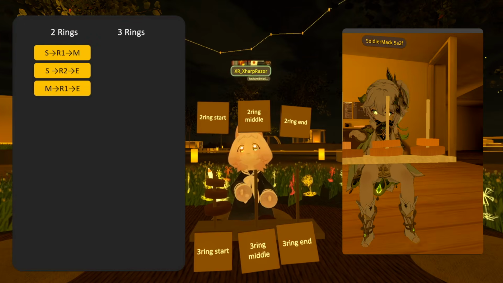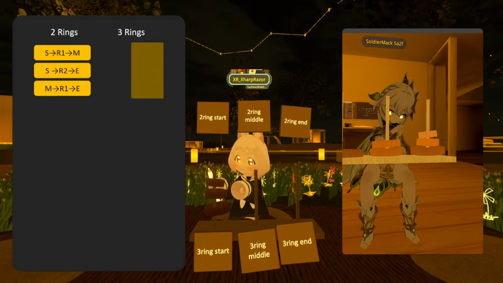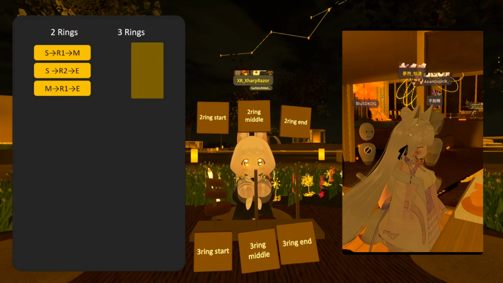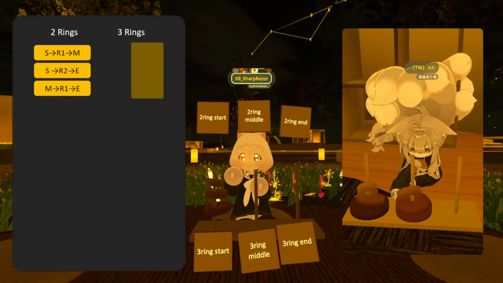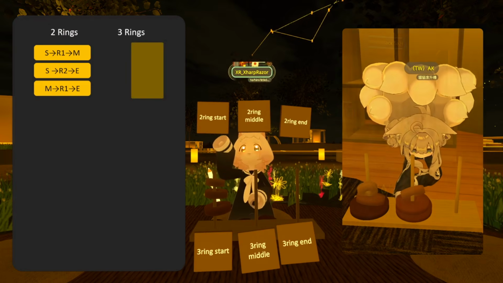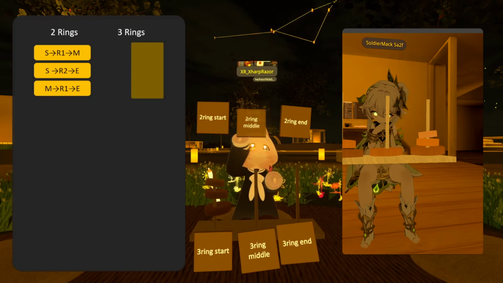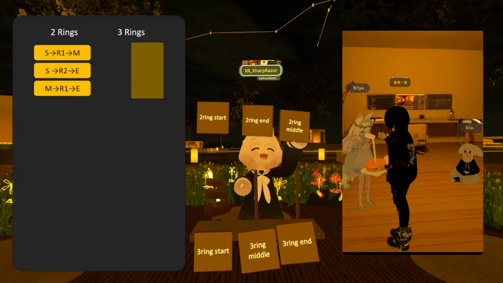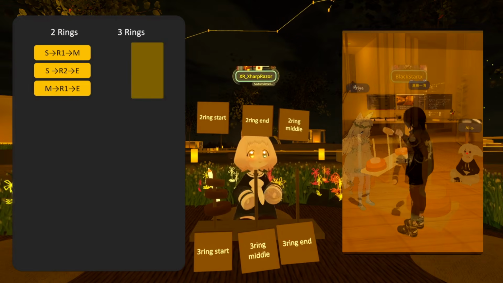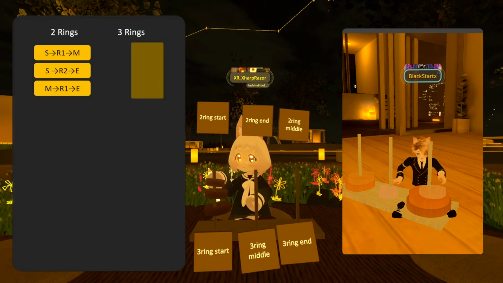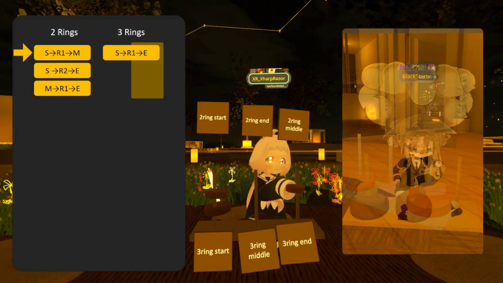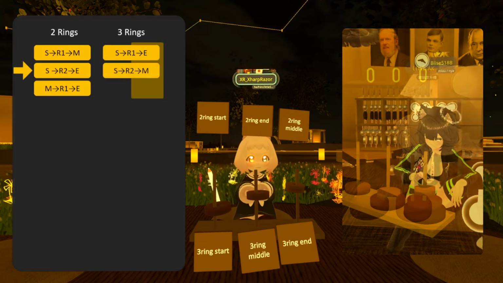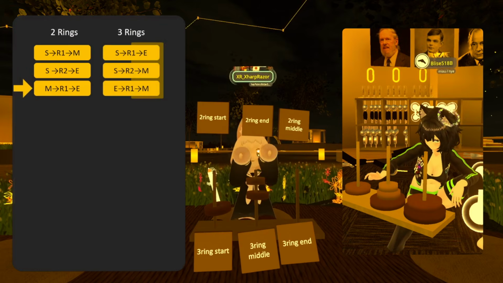So right now our first step is to actually move these 2 rings from this one to this one. So from the 2 rings perspective, this is the start, this is the end, and so the middle is over here. Now we can refer to our own recordings. Move 2 rings middle, 2 rings end.